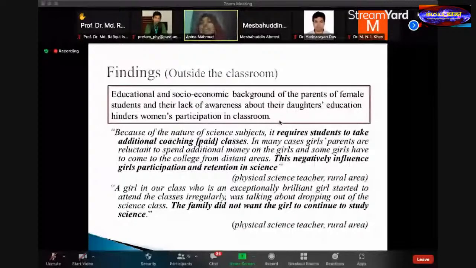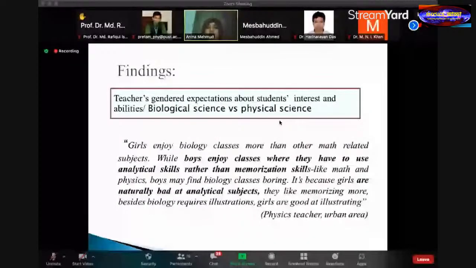Then another is gendered expectation about student interest and abilities. This is quite interesting, and this finding has been prevalent in many studies of science education and gender: biological science versus physical science. Even in Bangladesh, in higher education, the participation of females in physical science is way lower than in biological science, and physics teachers in urban areas explain this in terms of female students' lower ability to engage in analytical subjects such as physical science.